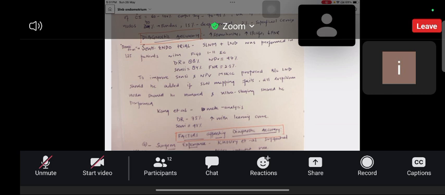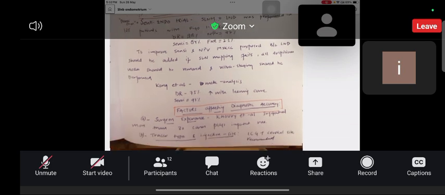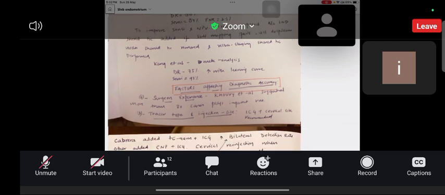All suspicious nodes should be removed. Ultra-staging should be performed. If you add this to your surgery, your sensitivity and negative predictive values will be better defined. Long et al. did a meta-analysis of sentinel lymph node biopsy in endometrial cancer.